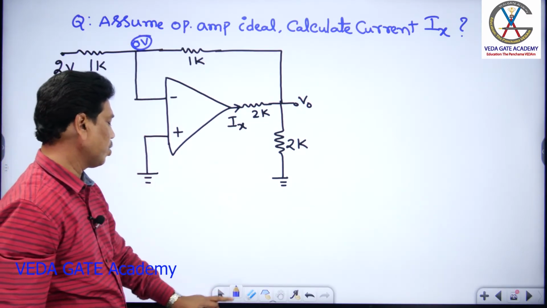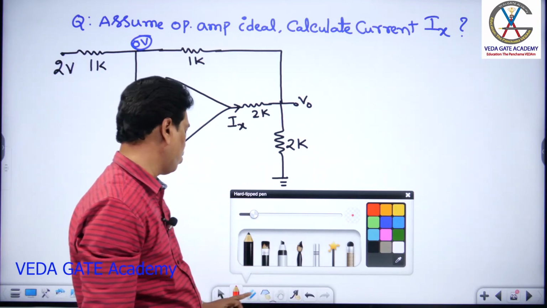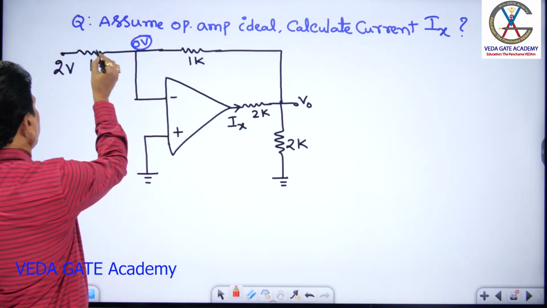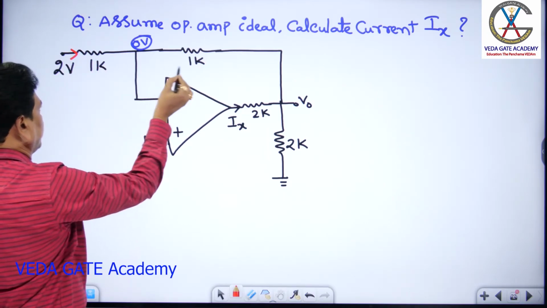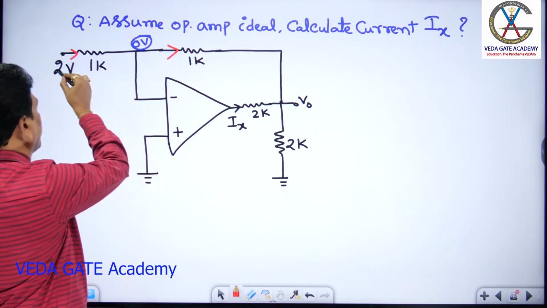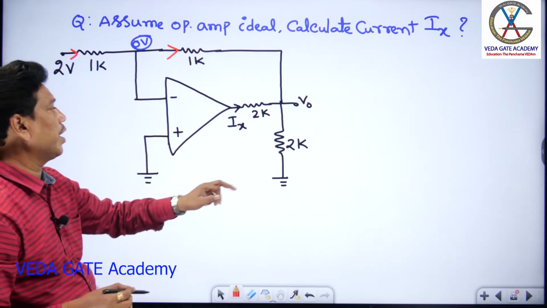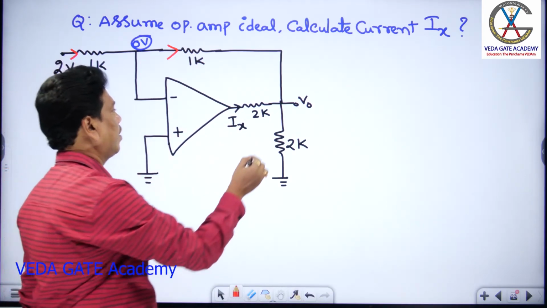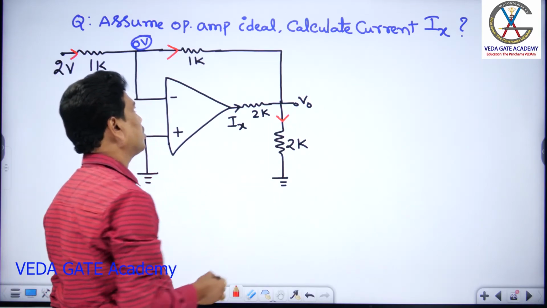So now, using virtual ground, the voltage at one node is repeated at the other. This one is also at 0 volt. Now I can indicate the current flows in each branch. This is 1K, the supply is 2 volt. This is one more 1K. This is 2K, 2K. This current is Ix.